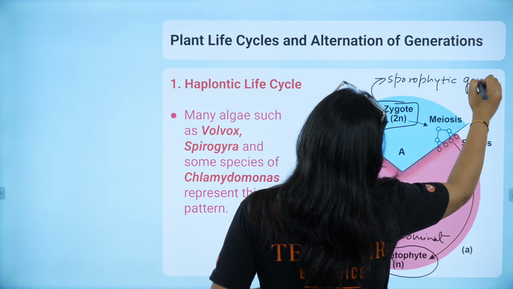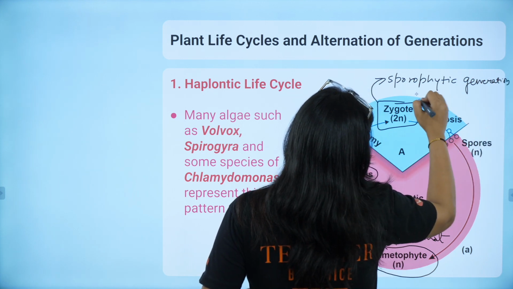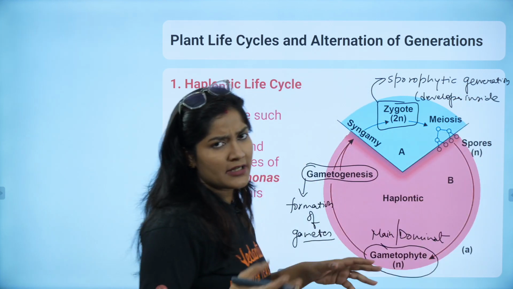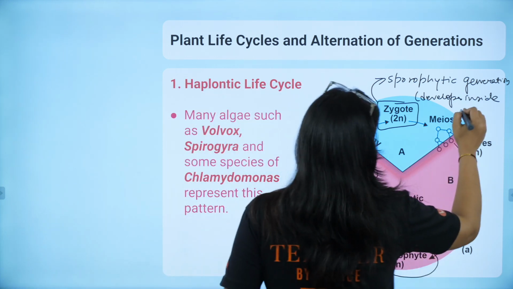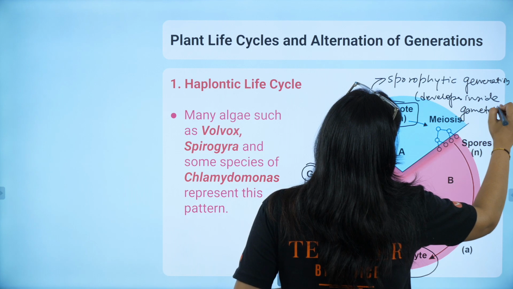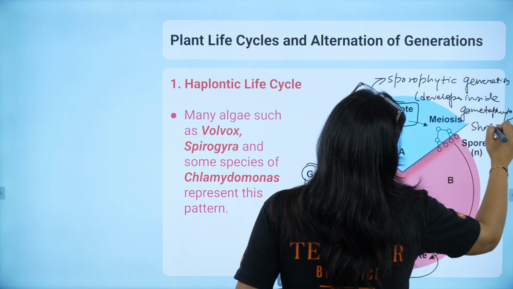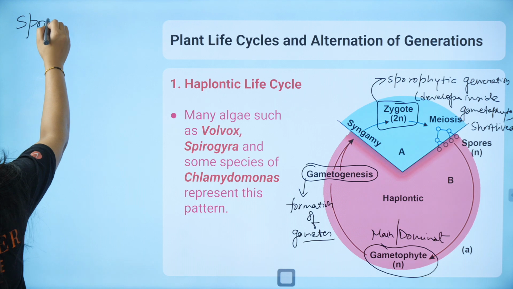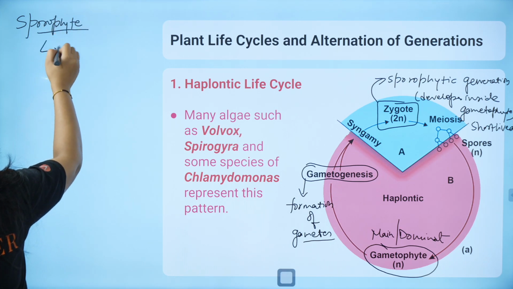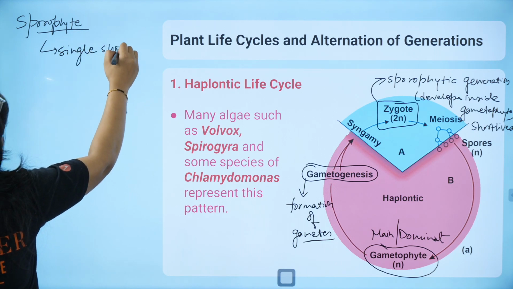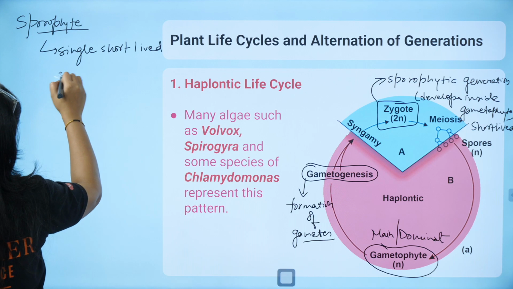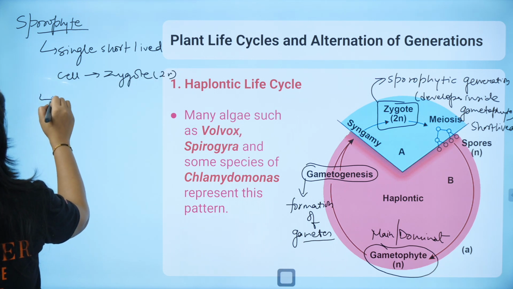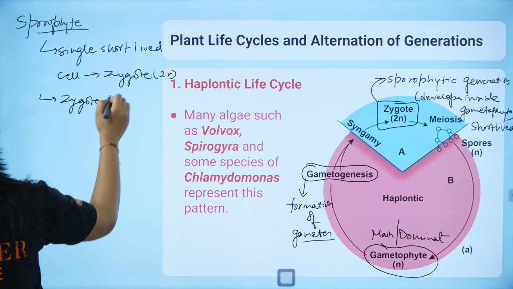The sporophytic generation develops inside, or it is dependent upon your gametophyte, right? It is dependent upon your gametophyte, and it is short-lived as well. So let me write it somewhere. Let's use this space. Talking about the sporophyte, sporophyte is represented by a single short-lived cell, that is zygote, and this zygote is dependent, right?